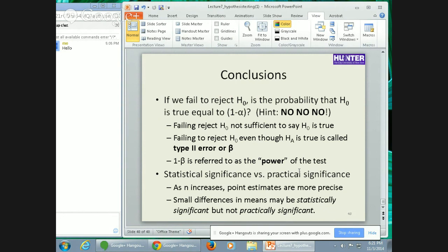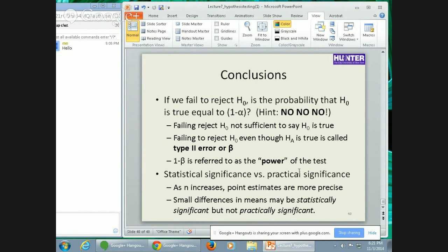Based on that, you have no information about the type 2 error. I just wanted to clarify, but if you do reject the null, then the probability that the null is true does equal 1 minus alpha?